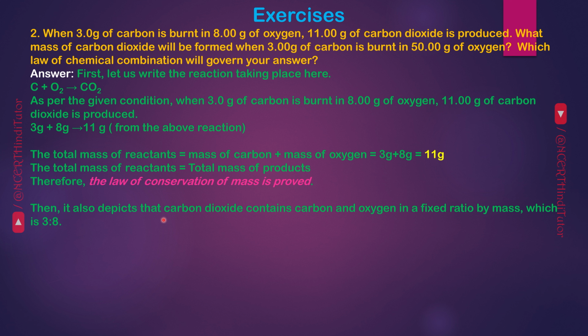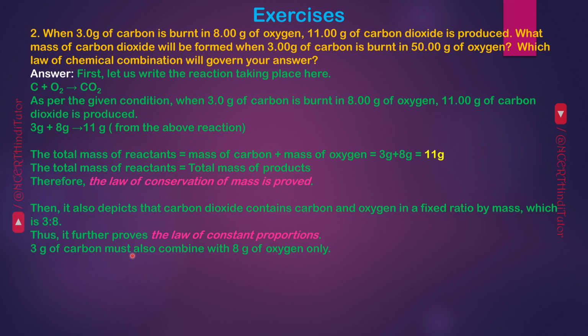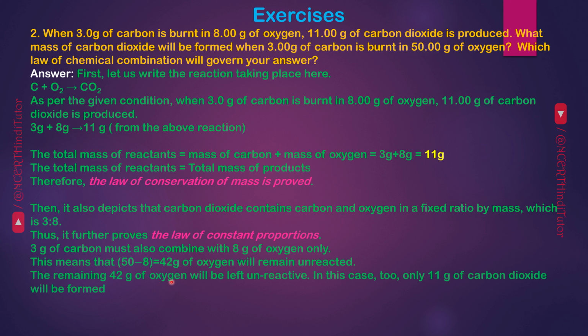Then, it also depicts that carbon dioxide contains carbon and oxygen in a fixed ratio by mass, which is 3:8. Thus, it further proves the law of constant proportions. 3 gram of carbon must also combine with 8 gram of oxygen only. This means that 50 minus 8 is equal to 42 gram of oxygen will remain unreacted. The remaining 42 gram of oxygen will be left unreacted. In this case, too, only 11 gram of carbon dioxide will be formed. The above answer is governed by the law of constant proportions.